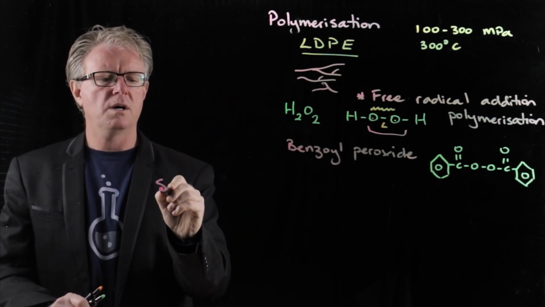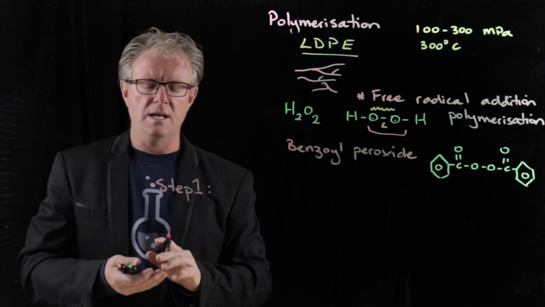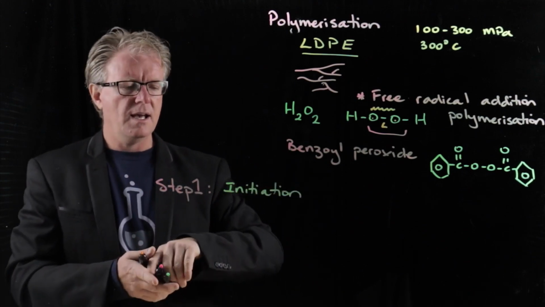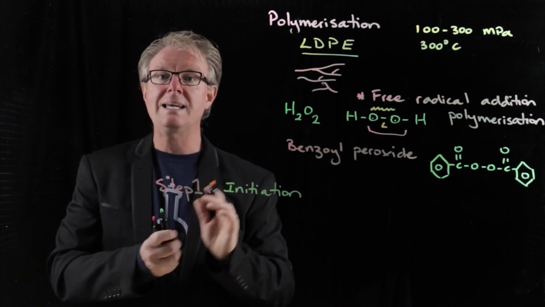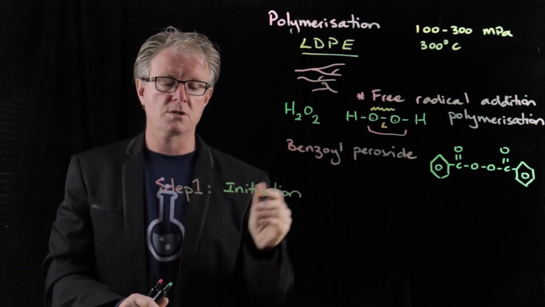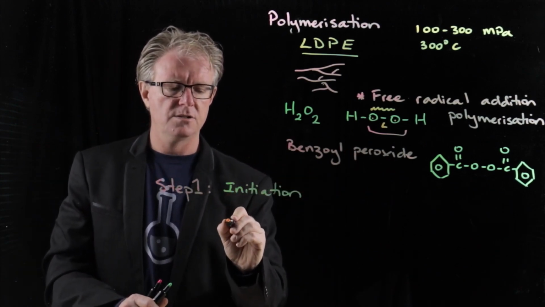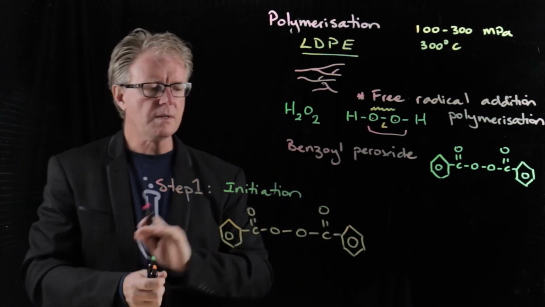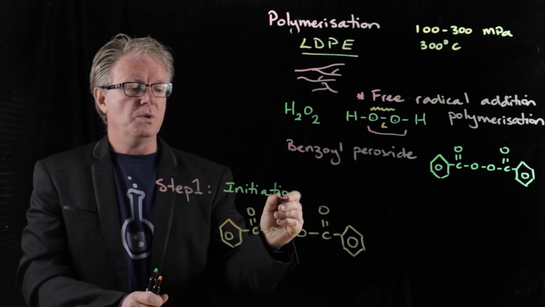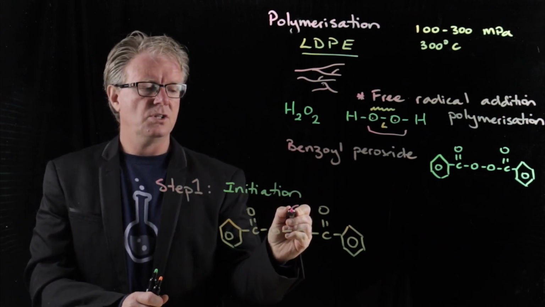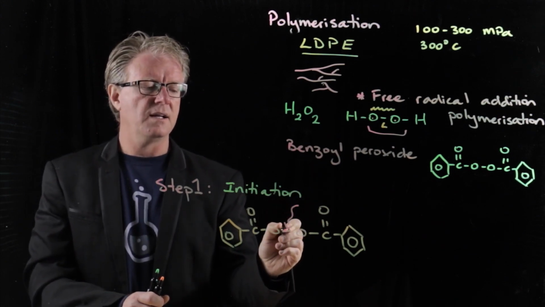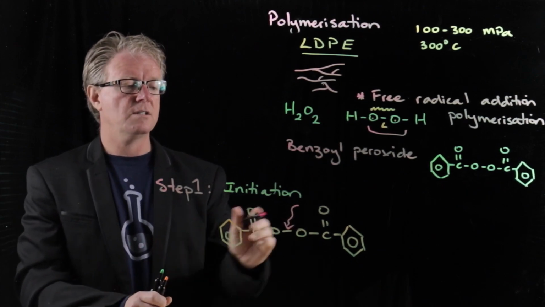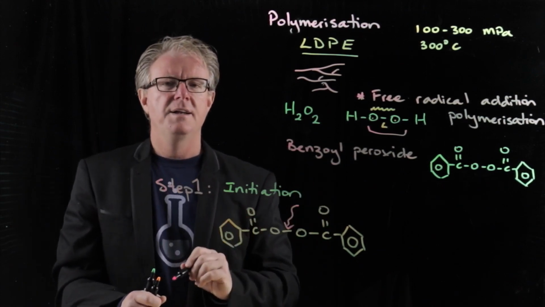So if we do step 1, the first name is called initiation. And initiation is making these free radicals from our peroxide catalyst. So let's just draw it here. So we've got our peroxide catalyst. Now, how do we make this? Well, we use a light, such as a laser, to activate and stimulate the electrons in this bond here, right? So we're going to put light here.